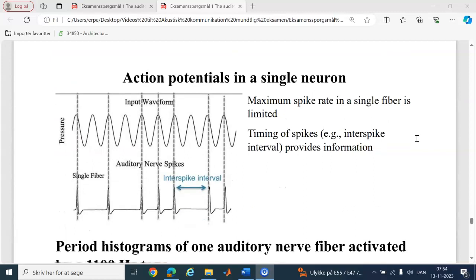We have action potentials in a single neuron. The maximum spike rate in a single fiber is limited, I think to no more than about 200 hertz, but I can't remember exactly. But the timing of spikes, the interspike intervals, provides information. So together, many spikes can increase the frequency range.